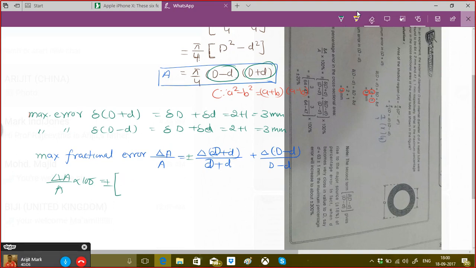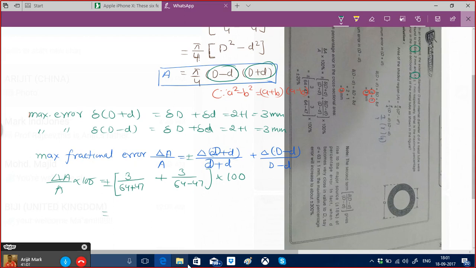Yeah, you can write it directly. And then it will be 3 upon the original value D minus d, that is given there, 64 and 47. Here you can see one is 64, one is 47. So capital D will be 64 plus 47, and plus 3 upon 64 minus 47. Do you understand this? Yes, I understand. Now you have to calculate that, and whatever comes will be your answer.